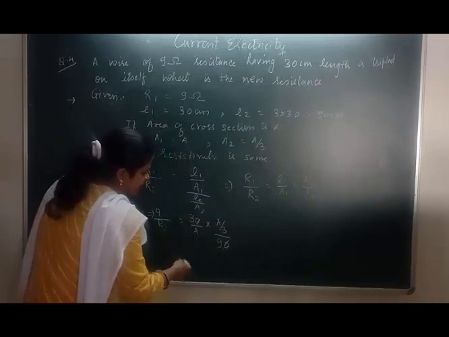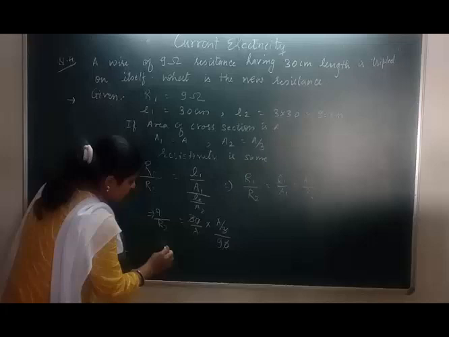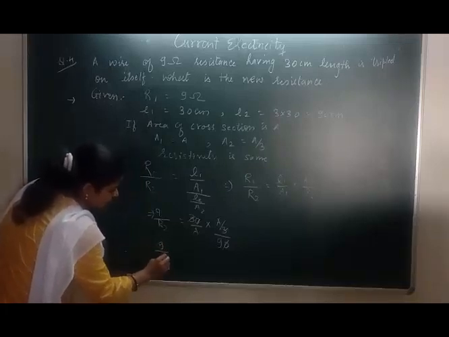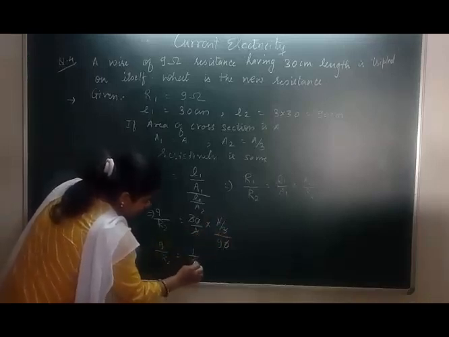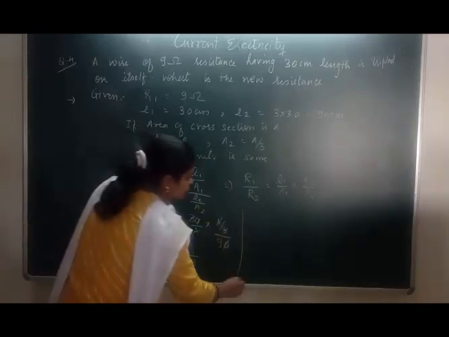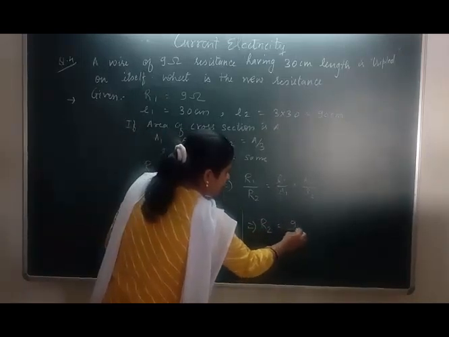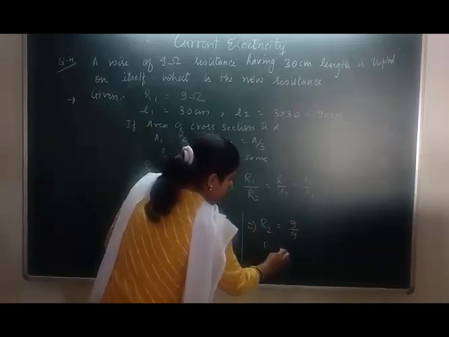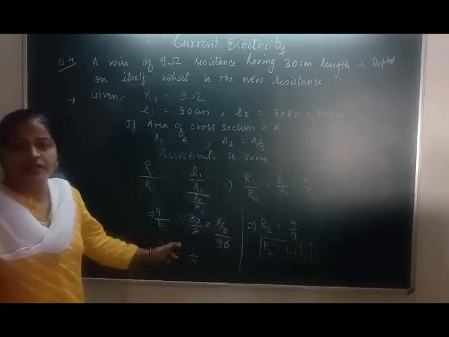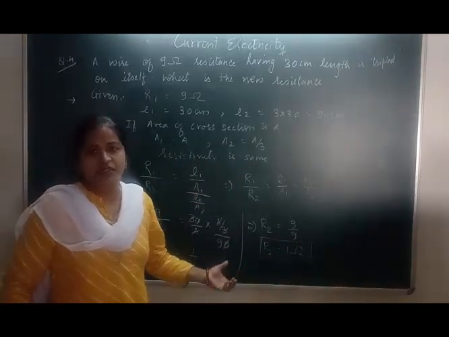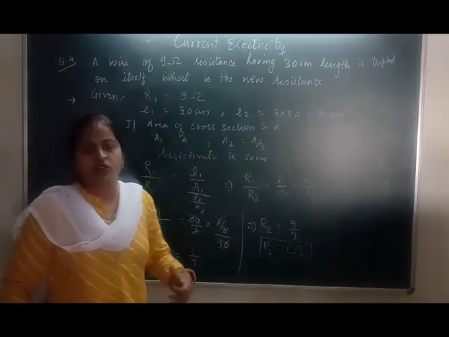Cancel it. We can just cancel the values. Then we get over here 9 upon R2 is equal to 1 by 9. So by rearranging, we get R2 is equal to 9 by 9, which is 1 ohm. So in this way you can find the value by this formula. I hope it is very clear to you. You can solve a number of numericals based on this formula.